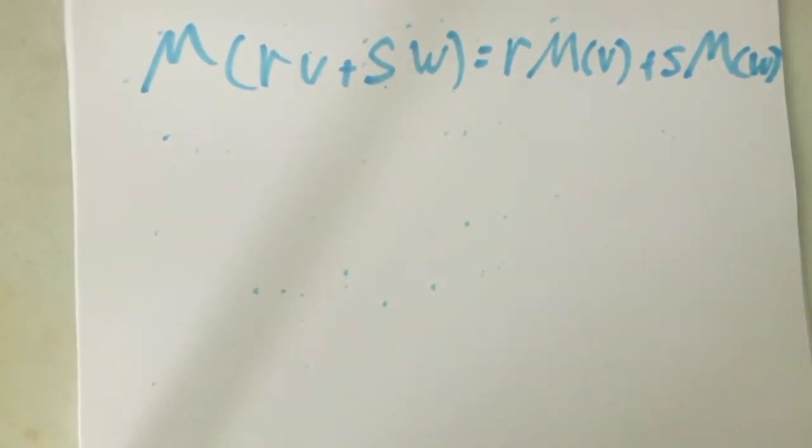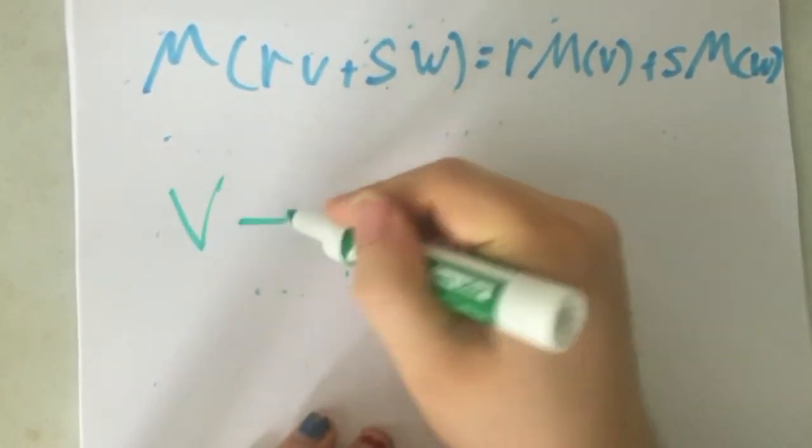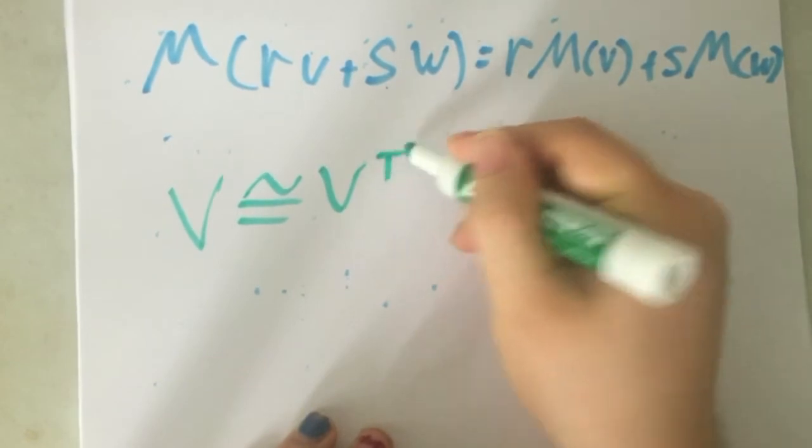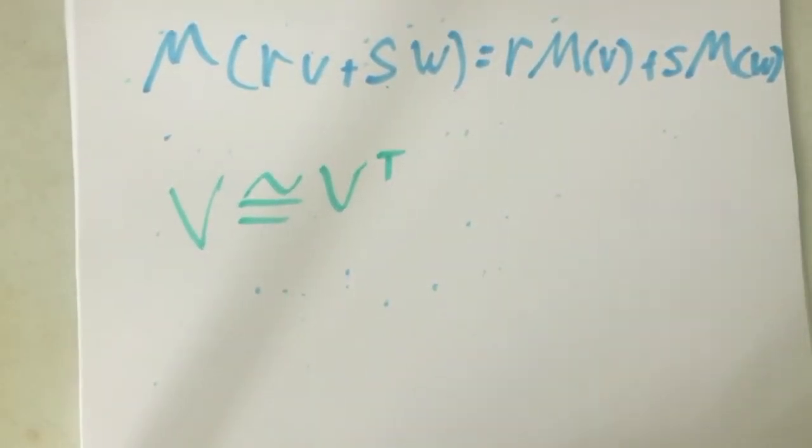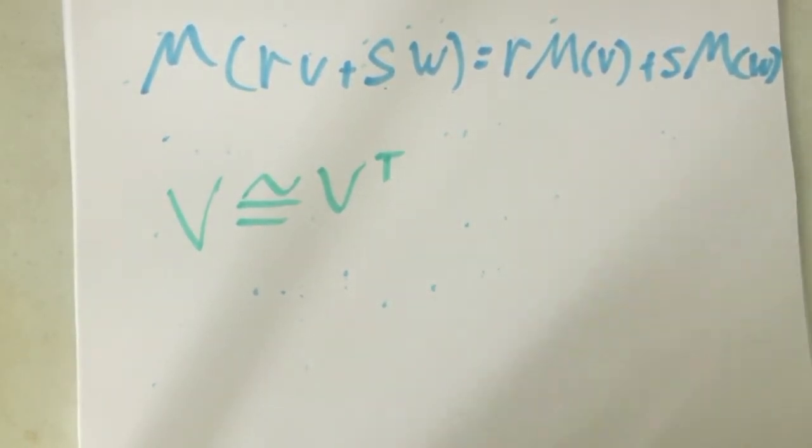It's easy to see, it's quite an obvious fact, that V is isomorphic to V transpose. I'll just commit that to paper. You're just taking a vector and flipping it, at least that's the regular perspective you can have on it. And so these two are the same, and this holds in general.